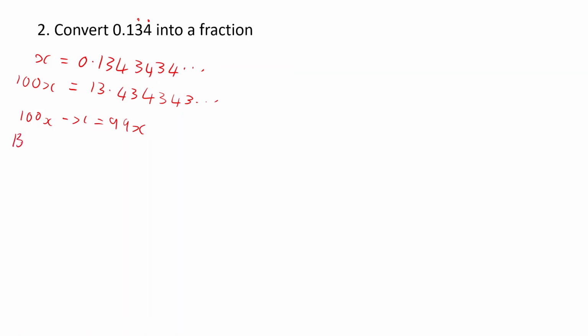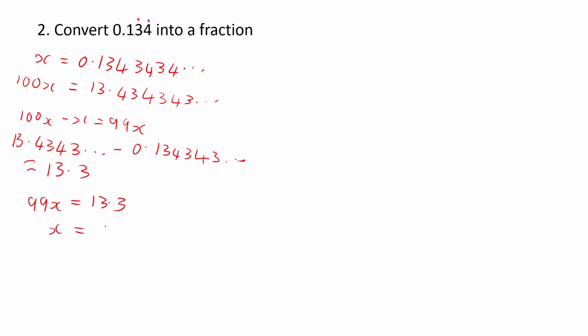And if we do 13.4343 and so on, minus 0.1343434 and so on, we get our answer as 13.3. So 99x is equal to 13.3. x is equal to 13.3 over 99, which is the same as 133 over 990. And that is a final answer.